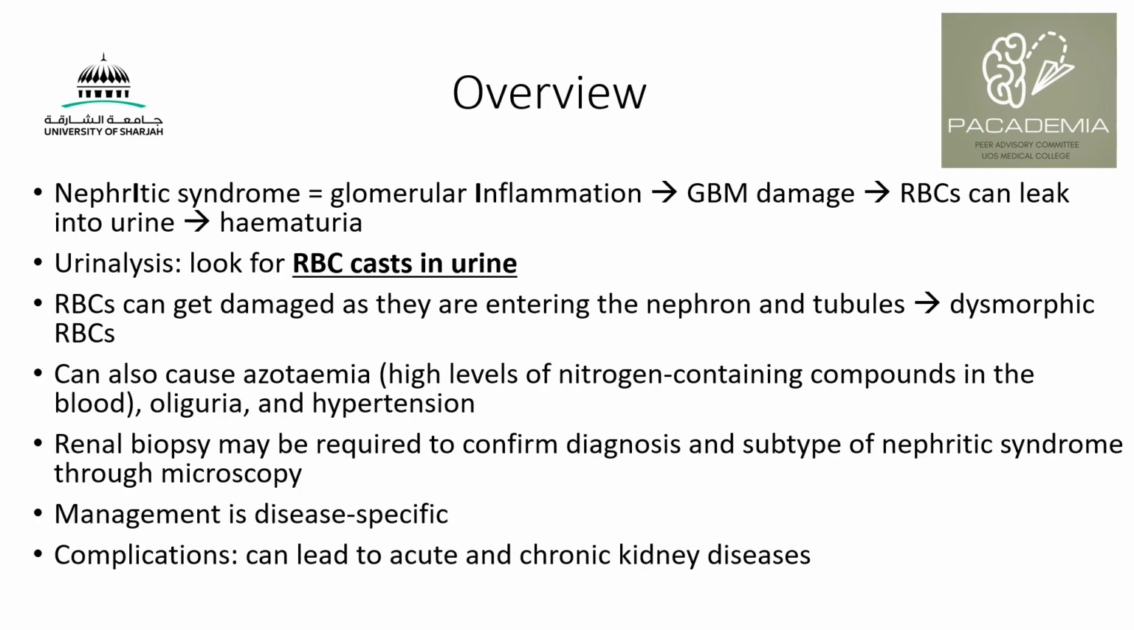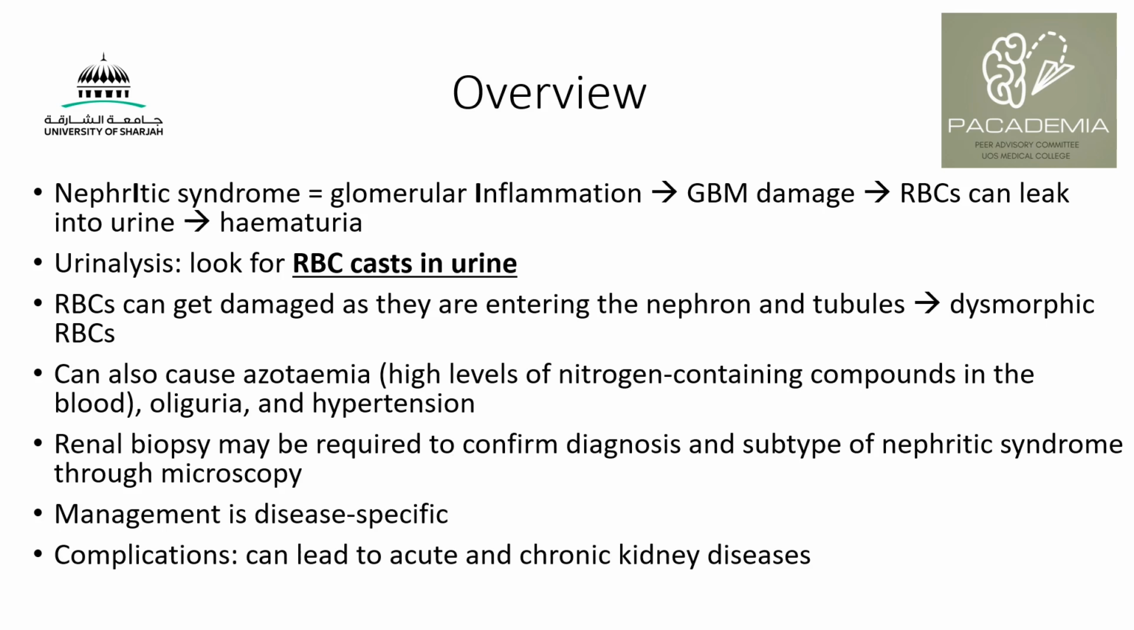So a brief overview, nephritic syndrome with the I. Remember that it includes glomerular inflammation. When we talked about nephrotic with the O, it's massive proteinuria, the O in protein. So the underlying cause of nephritic syndrome is inflammation, which leads to damage of the glomerular membrane, and this will lead to red blood cells leaking into the urine, and this will manifest as hematuria.